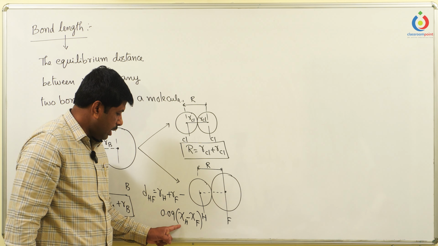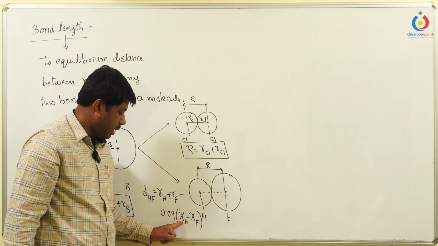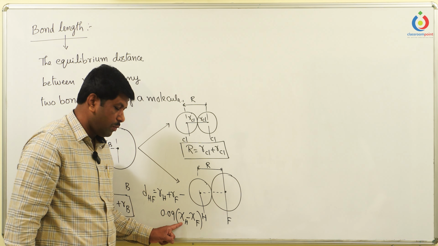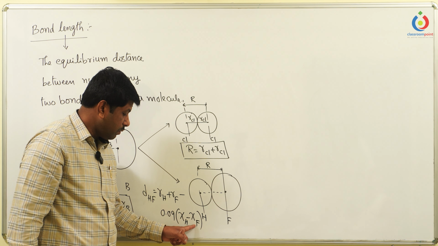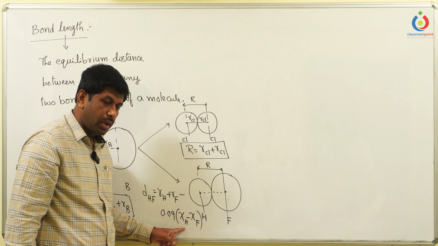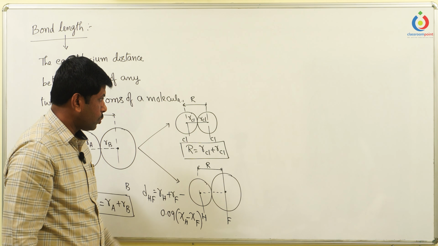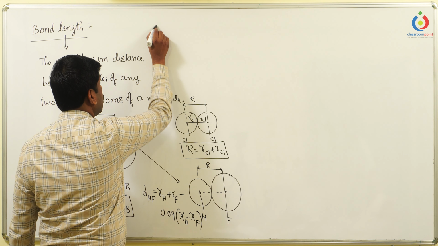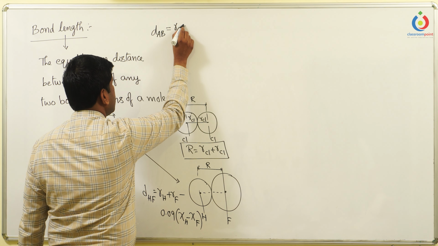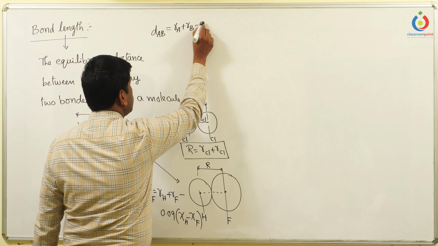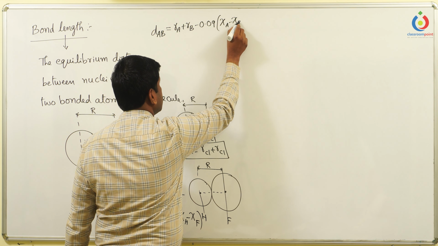You must remember that the value must be positive, so you take the electronegativity of F first and then the electronegativity of H, because the difference must be positive. Since the electronegativity of fluorine is more than hydrogen, otherwise you will get a negative value, which is incorrect. So here X_F and X_H is to be taken as a positive value, so this formula we can write for any general atoms: the distance between atoms A and B is equal to radius of A plus radius of B minus 0.09 into (X_A minus X_B).